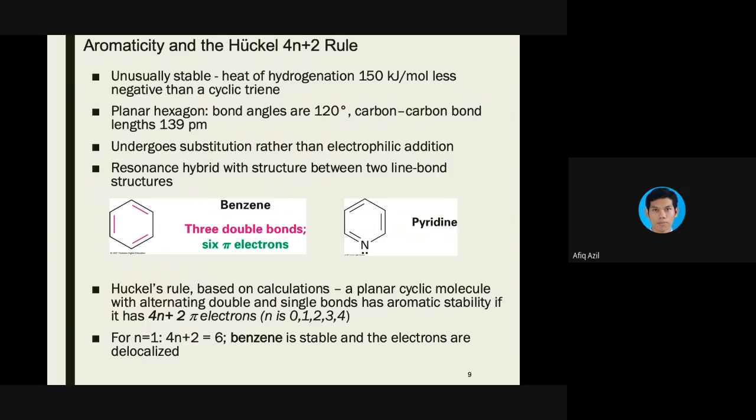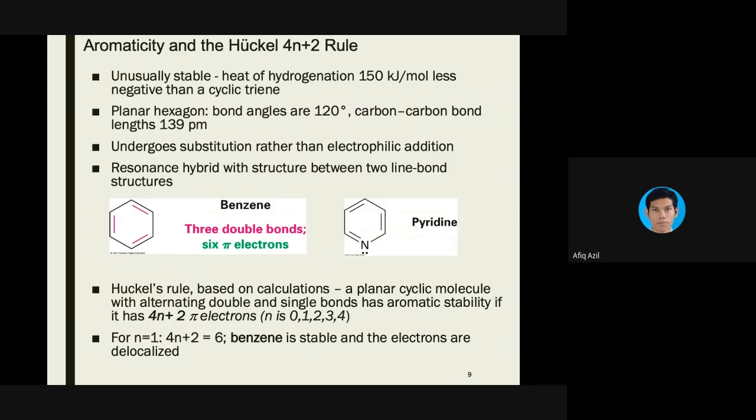Okay, if it's not stable, then this double bond can be easily broken. In fact, in alkenes, the double bond is actually not that strong. But why in benzene is the structure very stable? So, the heat of dehydrogenation is 150 kilojoules per mole less negative than a cyclic triene.